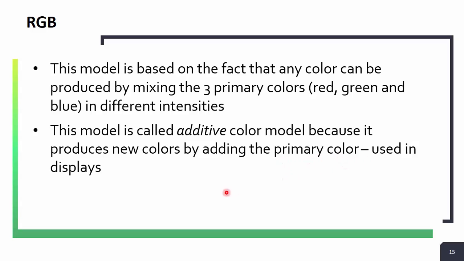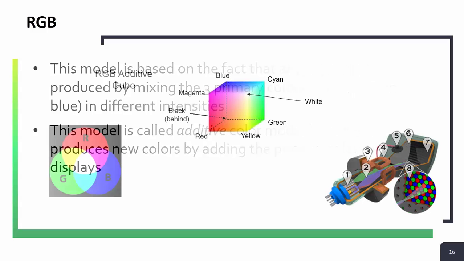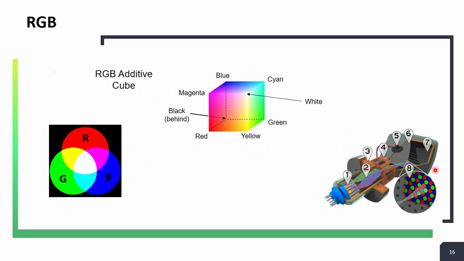This concept is used in displays. For example, this is an older display, a CRT. Nowadays, we use more LCD displays. But even in a CRT display like this, we have an arrangement of pixels with colors blue, green, and red. And the mixture of these colors will give the different colors that we want on the CRT screen.